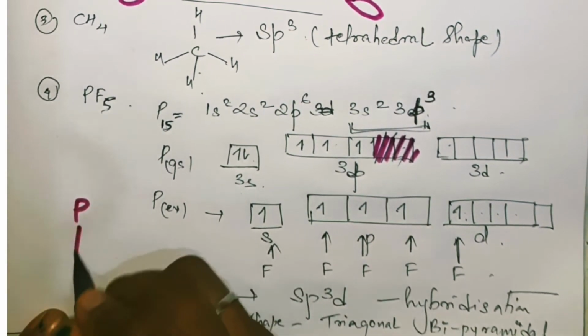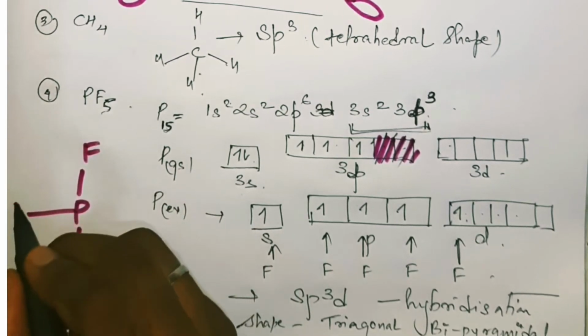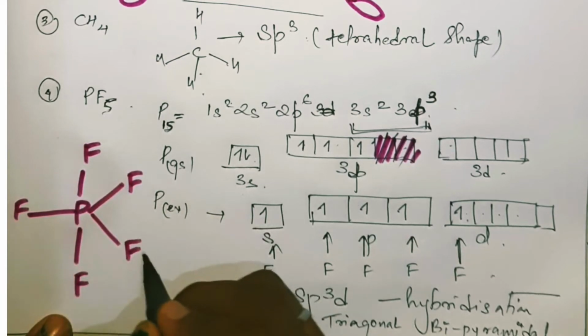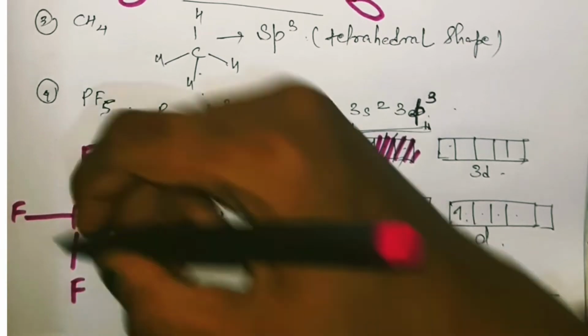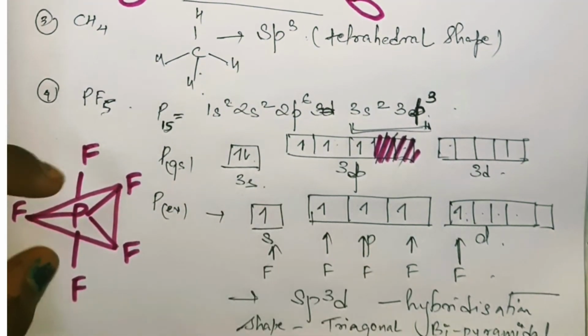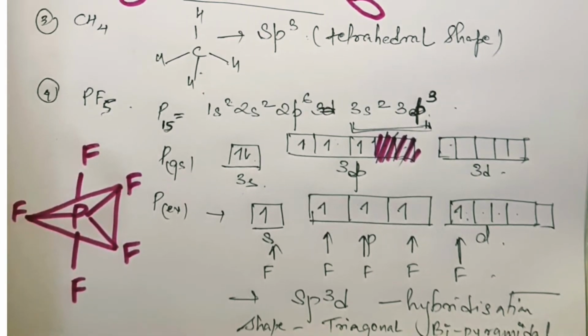How? Check this. This will be the structure, with 1, 2, 3, 4, and 5 fluorines. So this will be the structure, and hence it is trigonal bipyramidal. Is it not looking like a pyramid in 3D if you go? So this will be the shape in case of PF5.